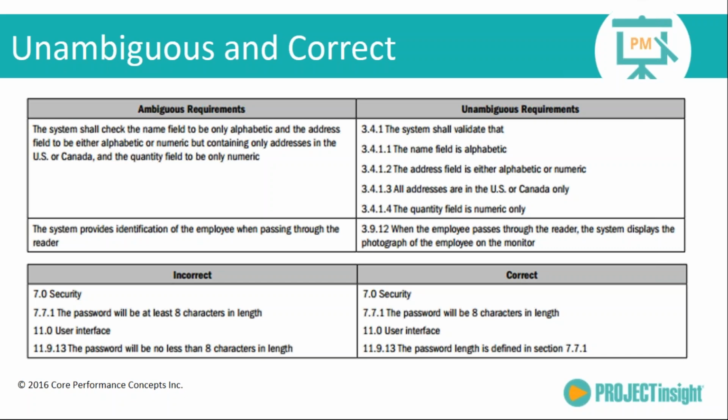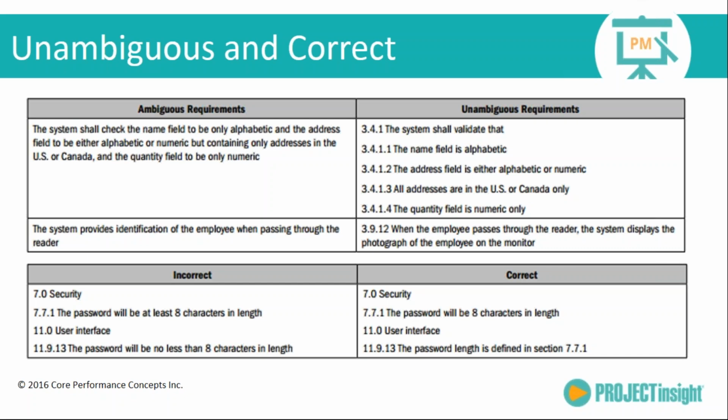All right, well, that can be interpreted many different ways. So breaking it up into very small, very complete, very concise requirements makes it unambiguous. So it's basically saying we're going to validate that the name is alphabetic, that the address field is either alphabetic or numeric, that all addresses are in the U.S. or Canada only, and the quantity field is numeric. There should be no question as to what that is.